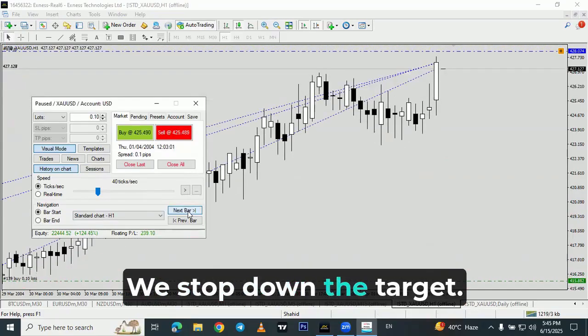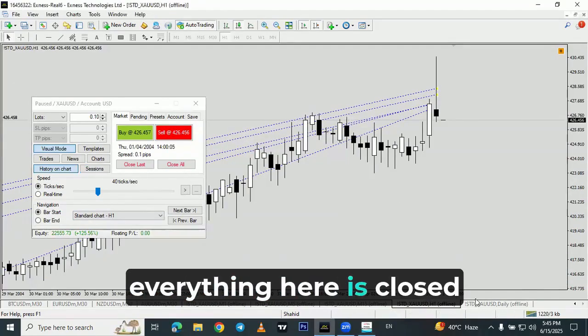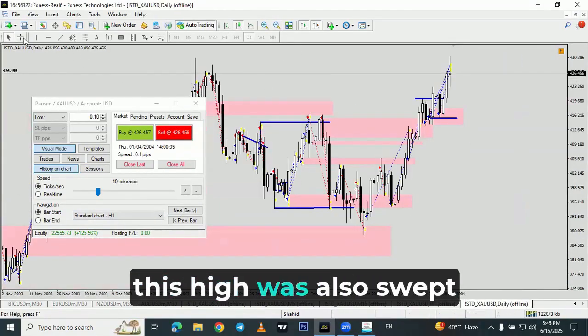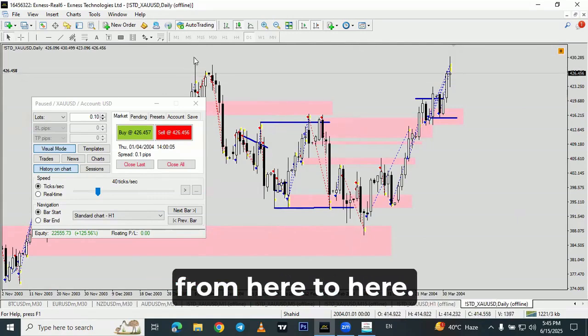We stop down the target. Which session is it? New York, okay. Session down. Everything here is closed in the market. Here this high was also swept by the market. This was a cycle of the market because the cycle ran from here to here.